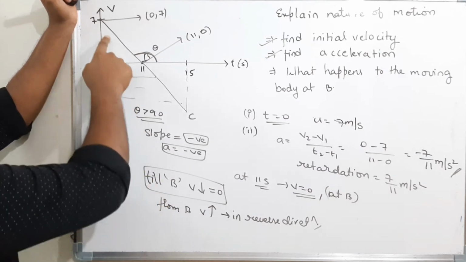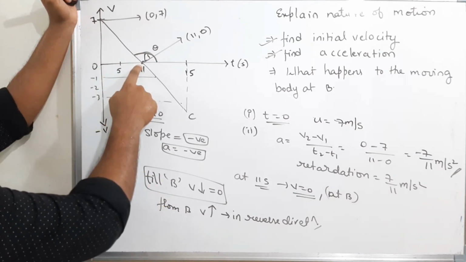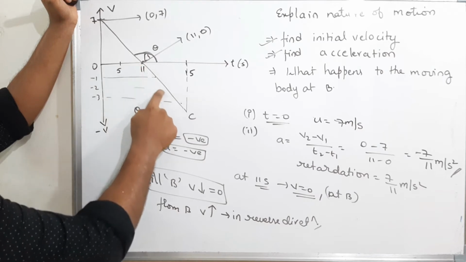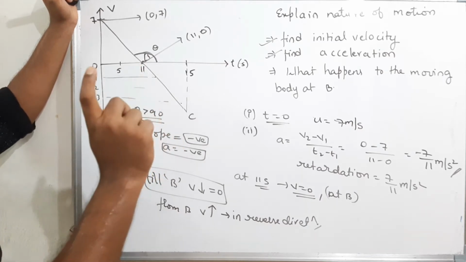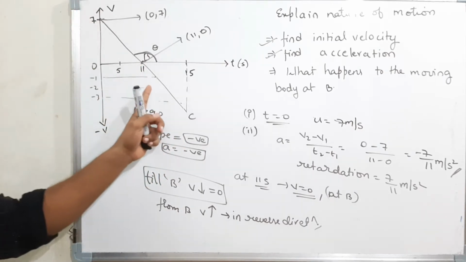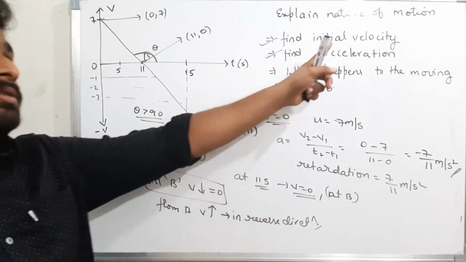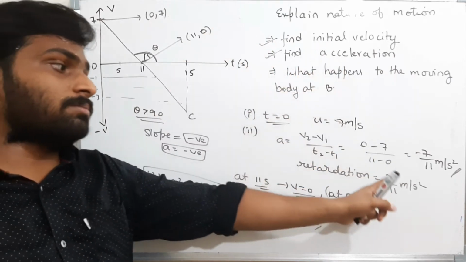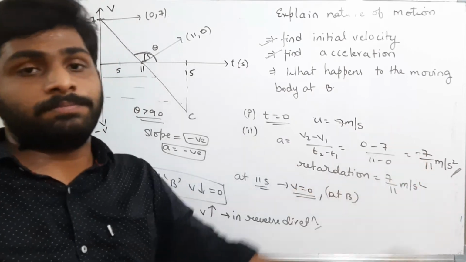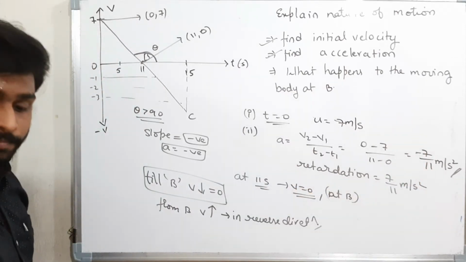Therefore, till B, the velocity decreases, and at B, the velocity becomes 0. Again from B to C, the velocity gradually increases, but in the opposite direction. This is the nature of the graph. I got the initial velocity 7. I got the acceleration minus 7 by 11. Okay, we'll see the next problem.